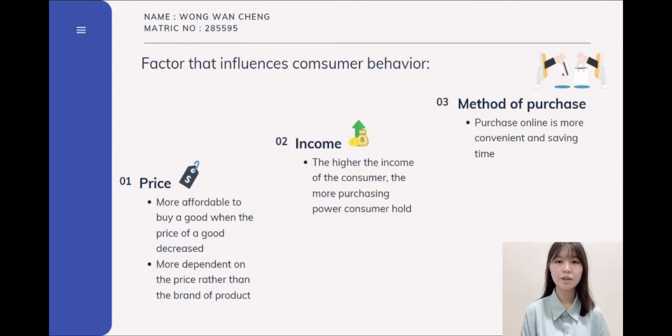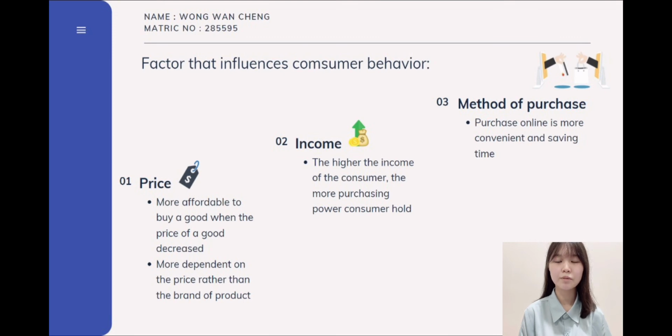According to Valadin Radu, consumer behavior is significant because it assists marketers in understanding what impacts customer purchasing choices. Based on the result of the analysis, there are 3 factors that influence consumer behavior. First and foremost, price is a factor that influences consumer behavior.